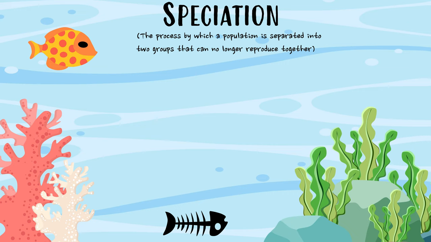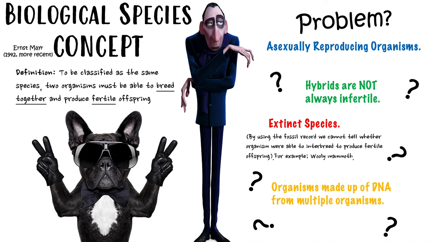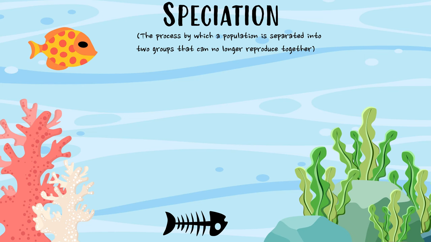So speciation, in the simplest terms, is the process of forming new species. If we read this, it's the process by which a population is separated into two groups that can no longer reproduce together, right? Because if we follow the previous definition of species, we know that species are organisms that can reproduce and produce fertile offspring, meaning offspring that can have kids. So speciation would be when organisms become different species, meaning they can no longer reproduce to produce fertile offspring. So let me show you a story about how that happens.